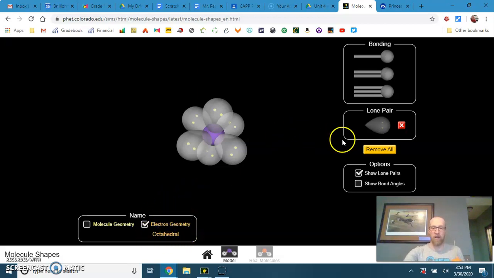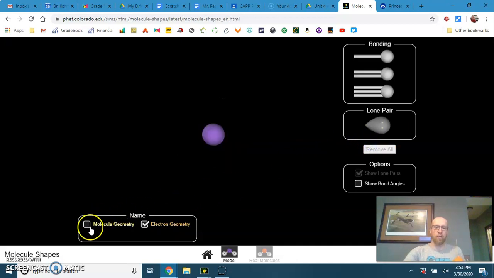What we're going to find, though, is that the molecule's geometry, which is like the molecule shape, can vary. It can be the same as the electron geometry, or it can be different from the electron geometry. Let's have a look at our tetrahedral molecule that I've got here.